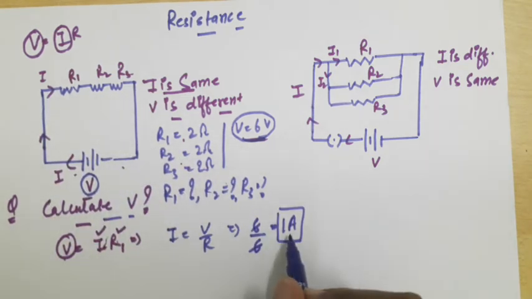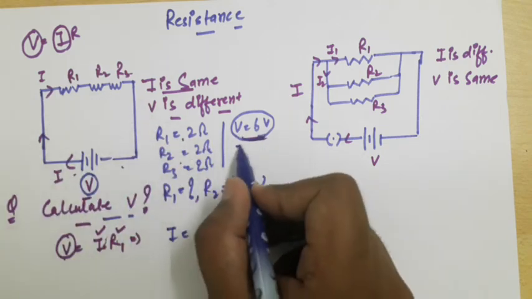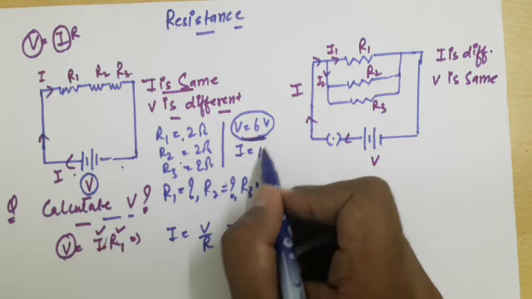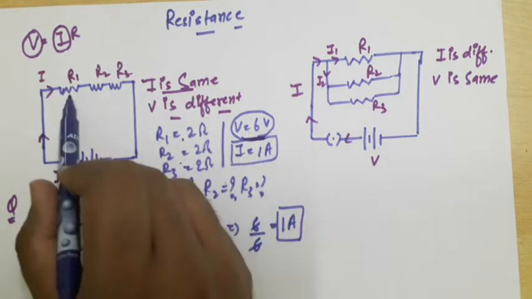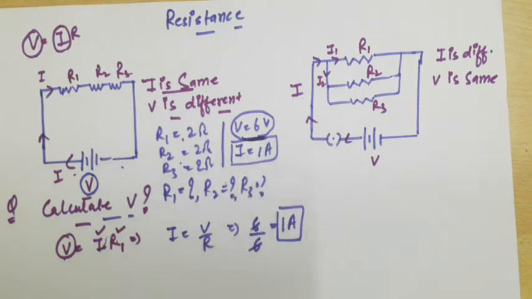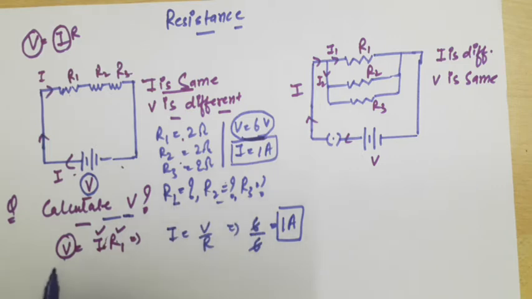So it is the total current in the complete circuit. So I get V is 6 volts for the complete circuit and I is 1 ampere, right? But the point is I will be the same for R1, R2 and R3, but V will not be the same. So here we have to calculate the potential difference across R1, R2 and R3. Now we can do that.